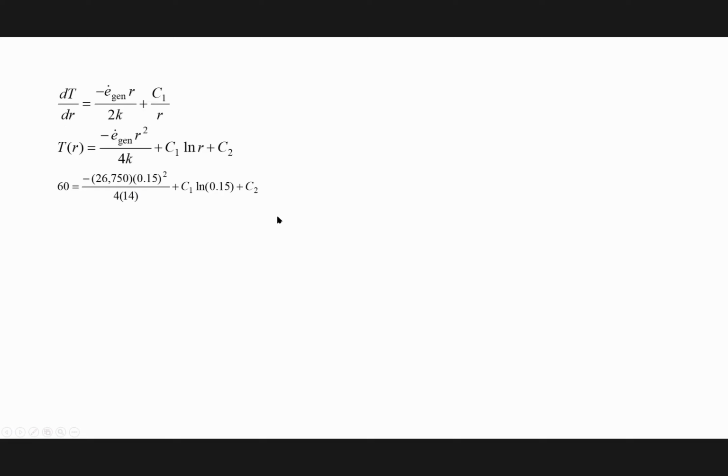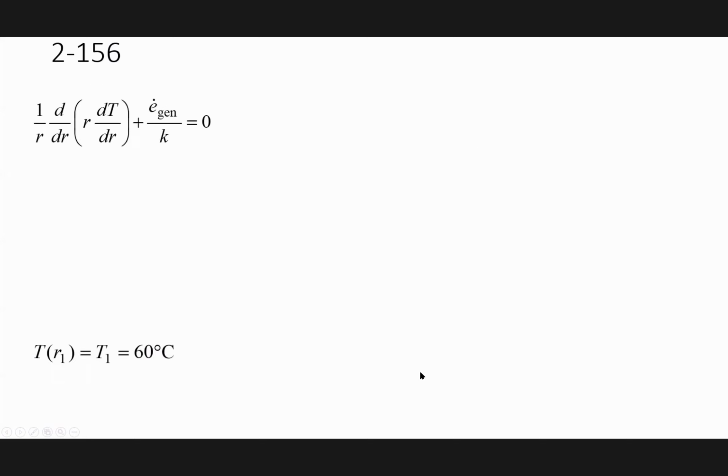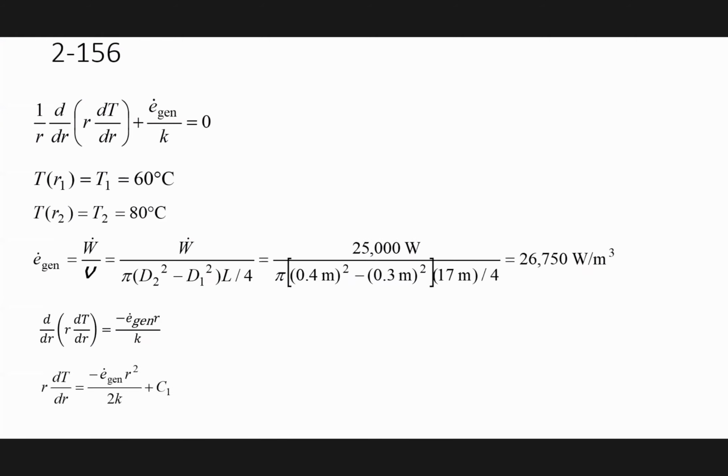Okay, let's go back to see what we are asked. They ask us to obtain a general relation for the temperature distribution inside the pipe under steady conditions and determine the temperature at the center of the thickness plane of the pipe. Therefore, you have to calculate here, and the idea was first to learn how to calculate the heat generation divided by the volume. The rest is mathematics. You integrate, and you have 2 boundary conditions, you place them here, and you find an expression for the temperature.